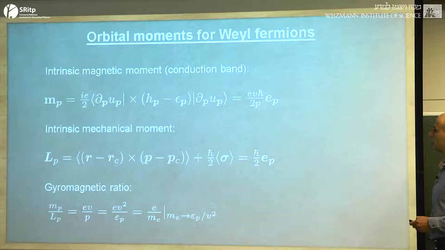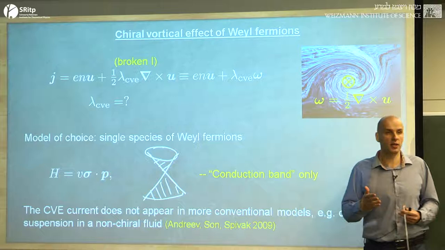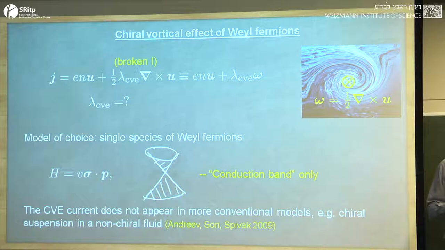Okay. So now that we are armed with this knowledge about orbital moments, we can talk about the so-called chiral vortical effect of Weyl fermions, and this is more or less like a brother of the chiral magnetic effect. So in the chiral magnetic effect, we talked about current being driven by a magnetic field, flowing along the magnetic field. So if you have a fluid that you make rotate, there is a rotation, angular velocity, and symmetry-wise, it's the same as the magnetic field. It's a pseudovector. It's time reversal odd. So in principle, for this rotating fluid, you can imagine that there will be a current that is flowing along the angular velocity.